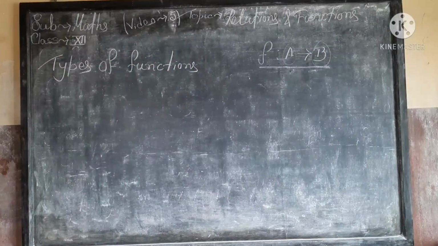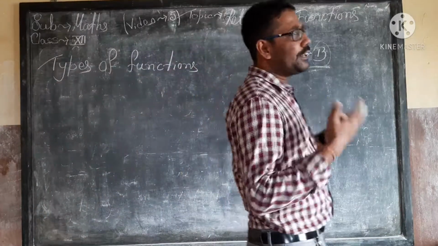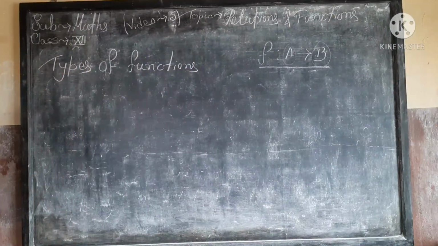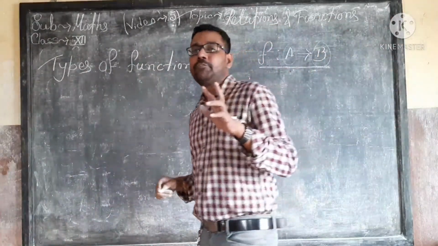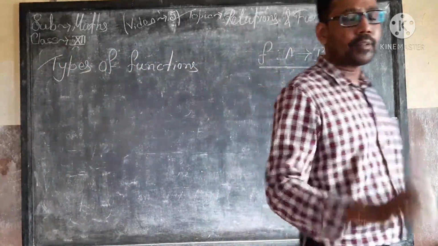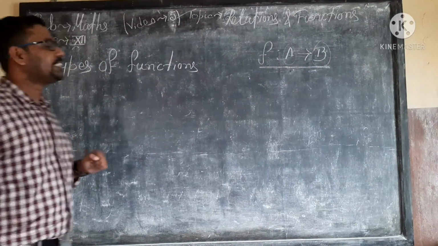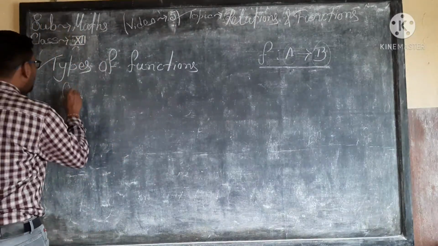In our earlier class, we already studied various types of functions: the constant function, quadratic functions, linear functions, modulus functions, sigma functions, and also two types of functions based on the domain, codomain and range, that is the real valued function and the real function. But in today's class, we will discuss the types of the function. The first type is one-one function.